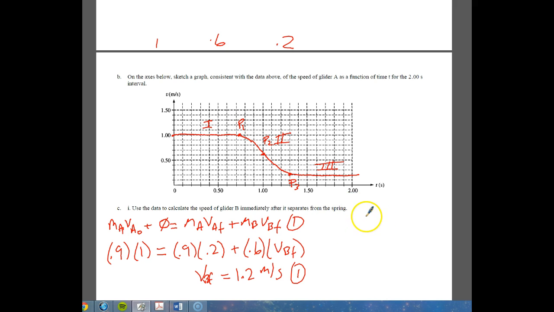Because it is just an elastic collision, we do conserve energy also. So you could also use conservation of energy and you would end up with the exact same answer. Shouldn't be any different whatsoever.